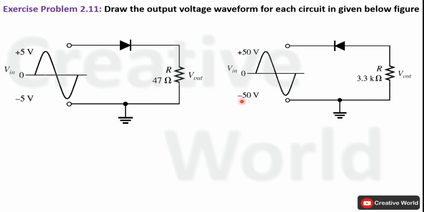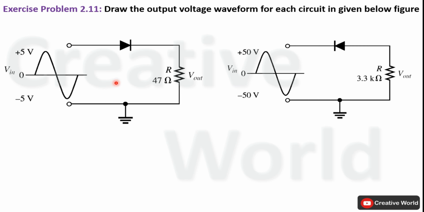These are the two circuit diagrams of the given problem. We have to find out the output voltage waveform in each case. We will start from here. If we observe, this is a half wave rectifier and an AC input voltage is applied across its input terminals. This voltage has a peak value of 5 volt and we have to determine the output voltage waveform across resistance R having the value of 47 ohm.